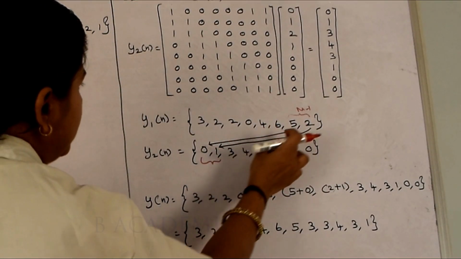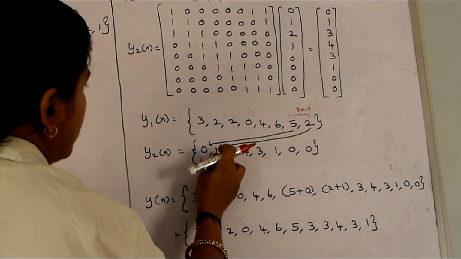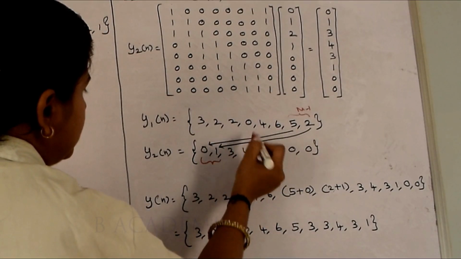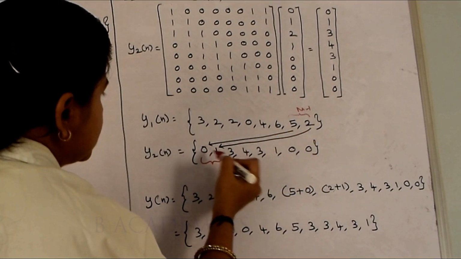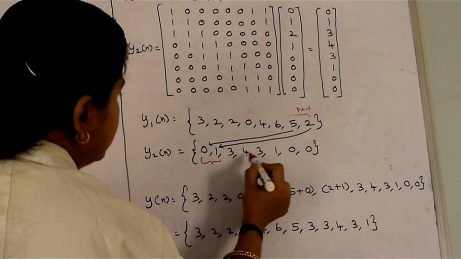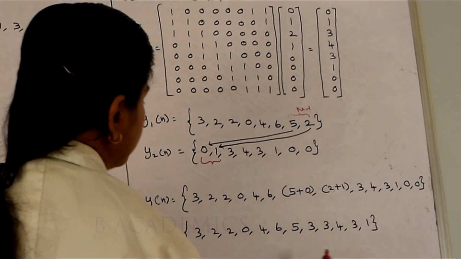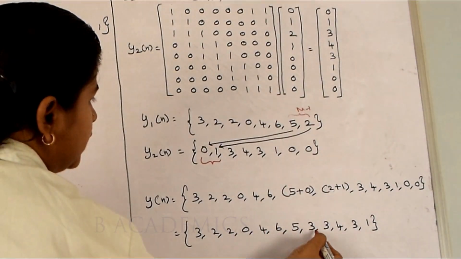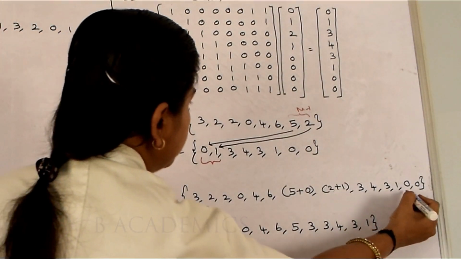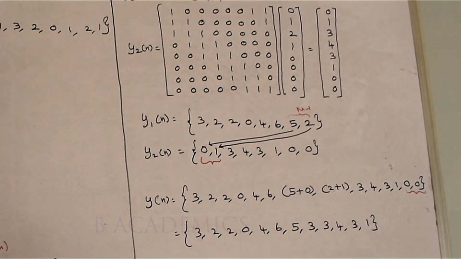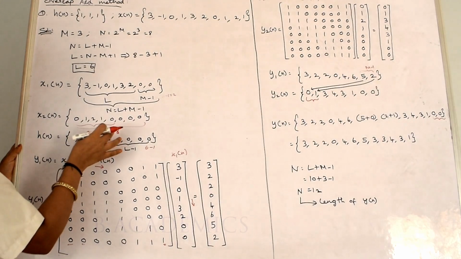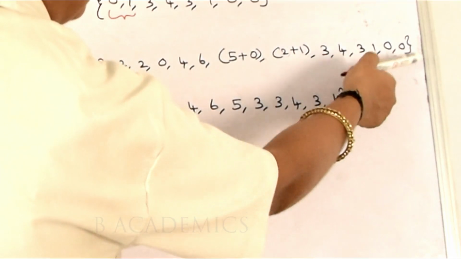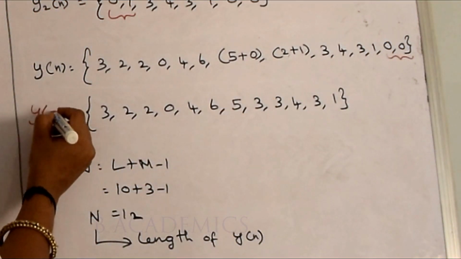So here I am adding 5 plus 0 and 2 plus 1. The rest of the elements are written as such. Here we see 3, 2, 2, 0, 4, 6 and 5 plus 0, 2 plus 1, again 3, 4, 3, 1, 0, 0. So your output sequence is 3 2 2 0 4 6 5 3 3 4 3 1. Here I am ignoring the 2 zeros. In order to make the length equal to 8, we have added 2 additional zeros. That is why we are getting 2 extra zeros here. We can ignore it. Okay, so this will be your final output.